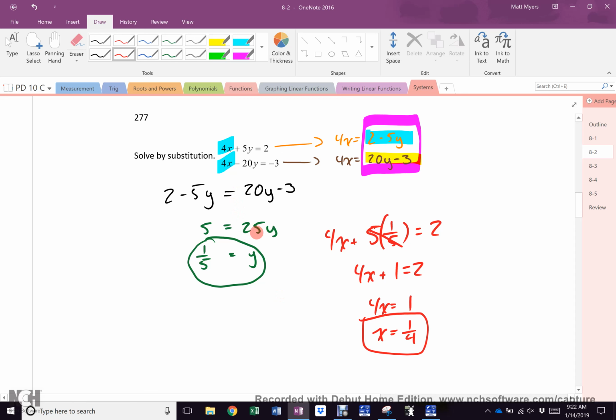I isolated y. I collected my like terms. -3 becomes positive. Negative 5 becomes positive. 20 plus 5y is 25y. 3 plus 2 is 5. Now, easy to check. Yes, Preston. I don't get how you did the very first part of 4x equals 2 minus 5y. I isolated 4x by moving the 5y over here.